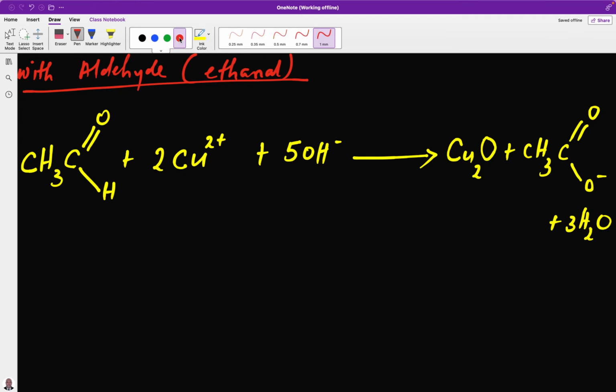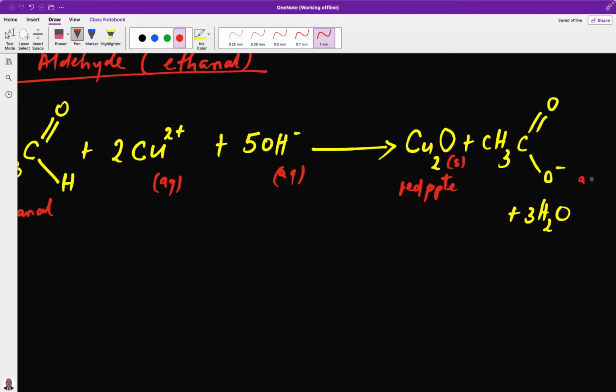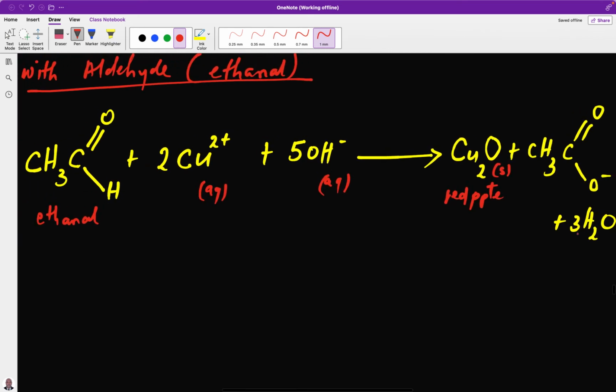I can say this is ethanol solution, aqueous solution, and this red precipitate is the solid that is being formed. This is aqueous, and this is water. So this is the reaction that is taking place there.